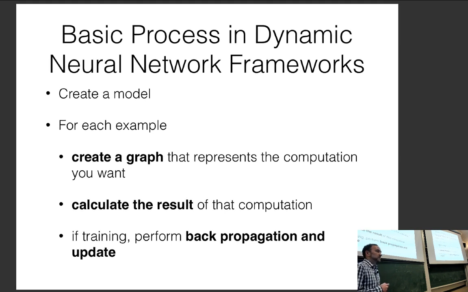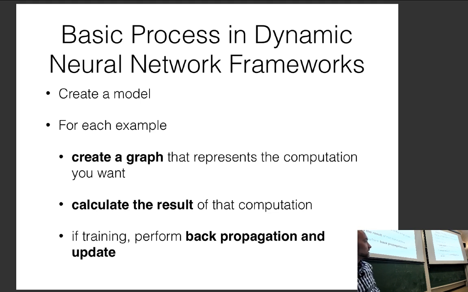So what is the difference between this and a static neural network framework? The difference is that in a static neural network framework, this create-a-graph step comes before this for loop. So basically, you create the graph at the very beginning of training, and then for each example, you feed in data, you calculate the result of the computation, you perform back propagation and update, but the underlying graph never changes.